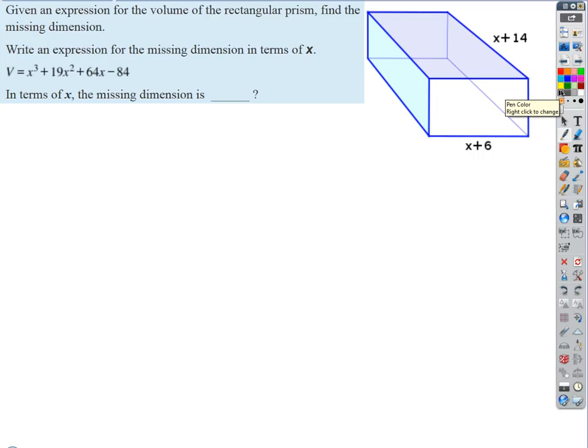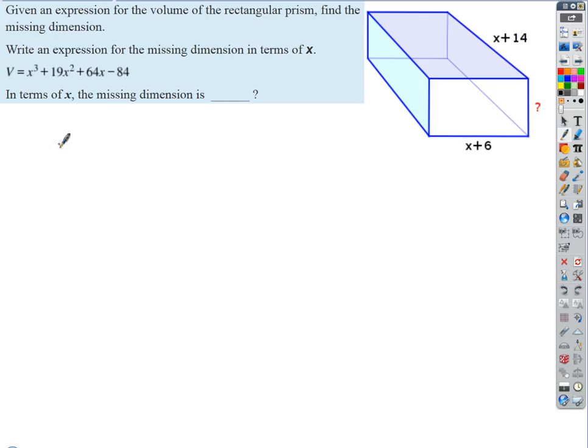If I'm trying to find the missing dimension, and I know that these are dimensions and that's the overall volume, what could I do really quickly to find that? I could just divide synthetically, couldn't I? I know that these have to be factors, because the volume is the product of the dimensions.